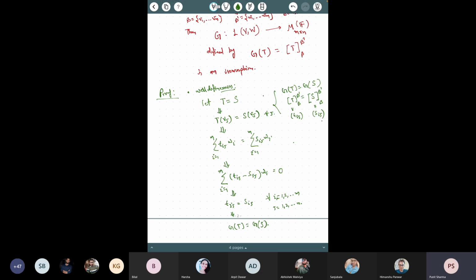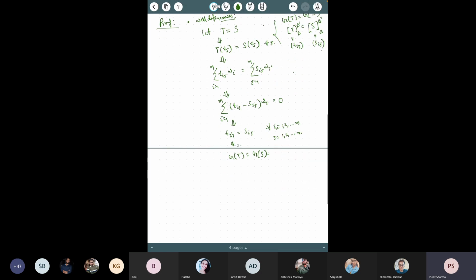Now similarly you can show that g is linear, g is one-one and g is onto. Sorry, I'm using this notation g. So g is linear, g is one-one and g is onto. This you can verify. I put this as an exercise. This is a straightforward thing.